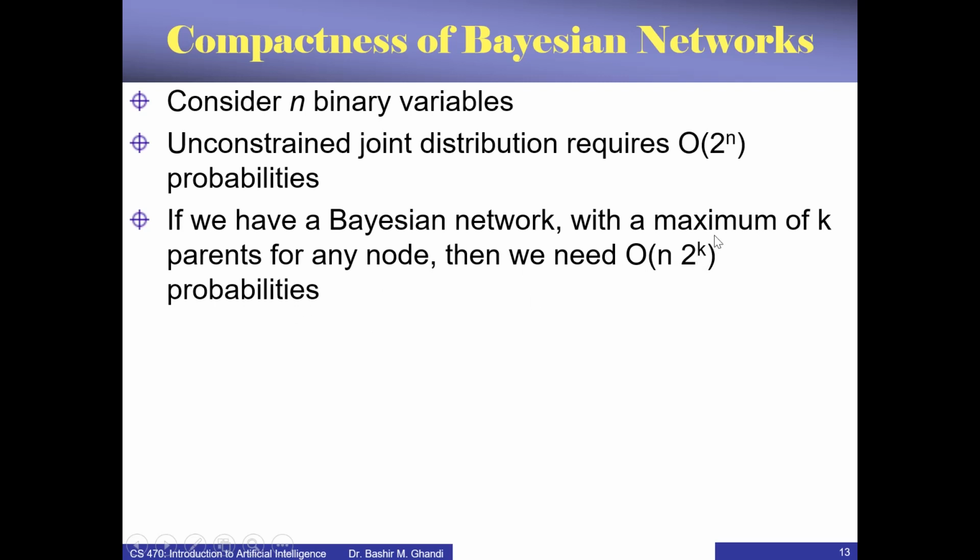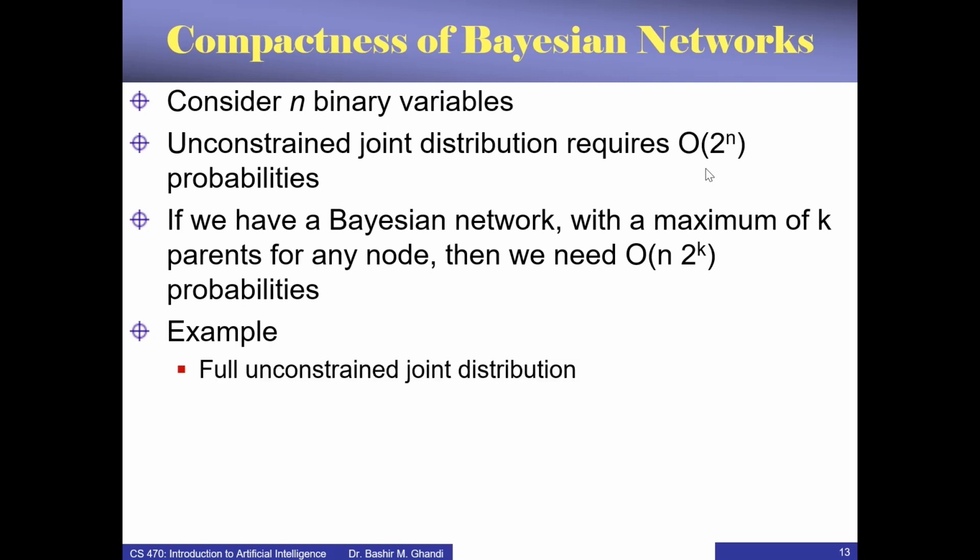Okay, so obviously if the maximum number of parents is much smaller than the number of variables, and that is usually the case, then definitely the Bayesian network will need much fewer probabilities than a full joint probability distribution. Let's take an example to make sure this idea is clear. Let us take n to be 30. So you have a full unconstrained joint distribution with the number of random variables equal to 30. So clearly in that case you will need in the order of 2 to the power 30 probabilities to represent, and that is about 10 to the power 9, which is more than a billion.